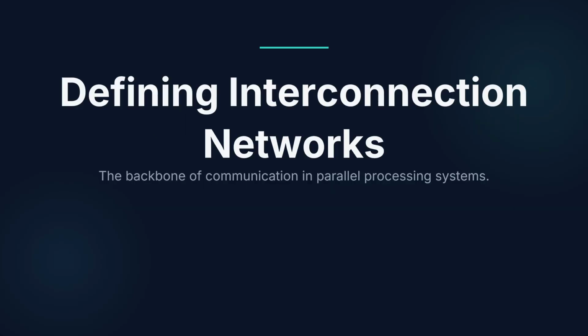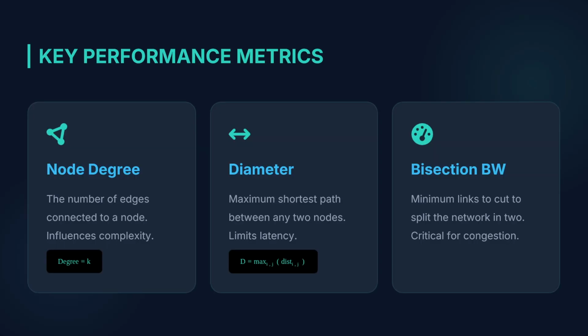So first of all, what exactly is an interconnection network? Imagine a thriving country. The cities are our processor and memory modules, and the interconnection network is the highway system connecting them all. If the highways are poorly designed, you get traffic jams and nothing gets delivered on time. So in parallel computing, this network is the absolute backbone. A slow network means a slow computer, no matter how fast the individual processors are.